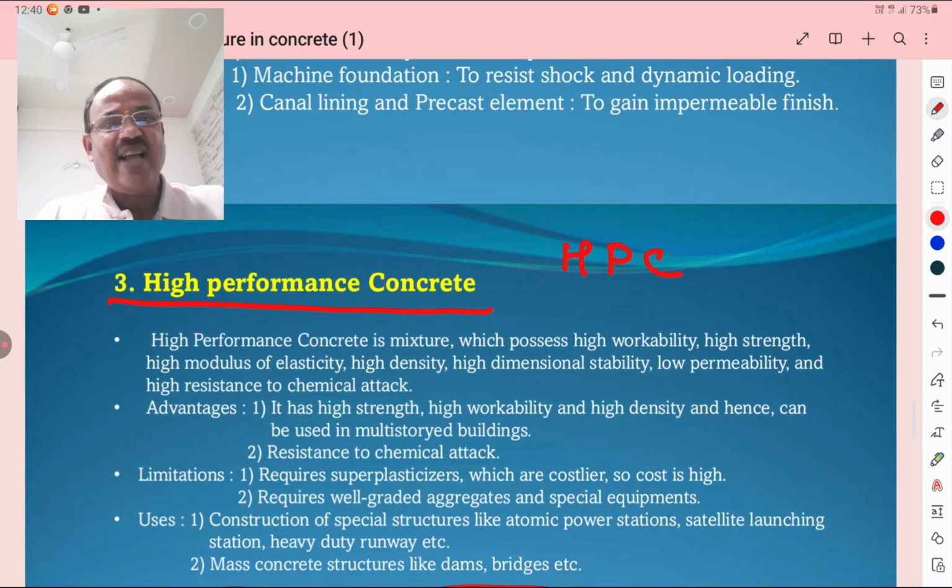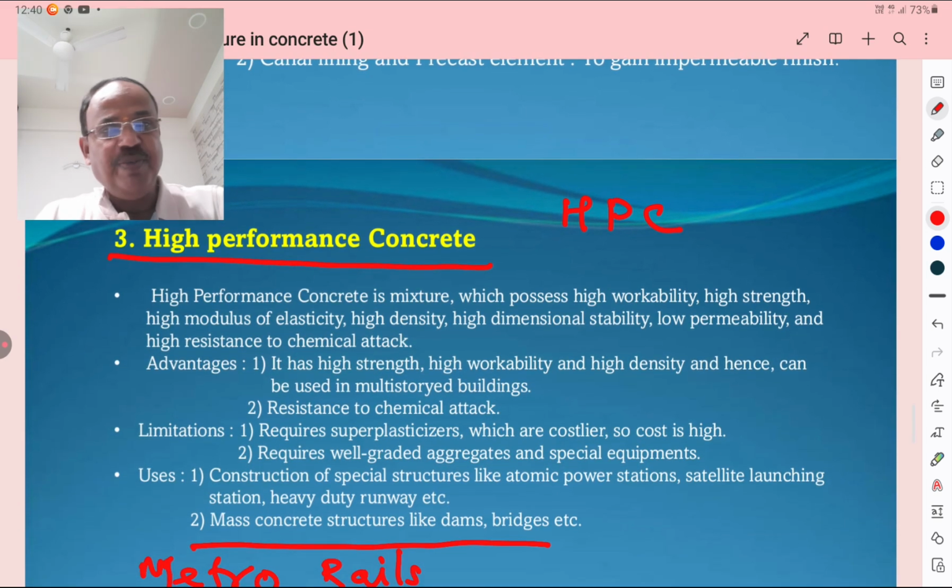Then we are going to discuss high performance concrete. The name HPC itself indicates it gives high performance. High performance concrete is a mixture which possesses high workability, high strength, high modulus of elasticity, high density, high dimensional stability, low permeability and high resistance to chemical attack. Only low permeability is the low one, and that is important.